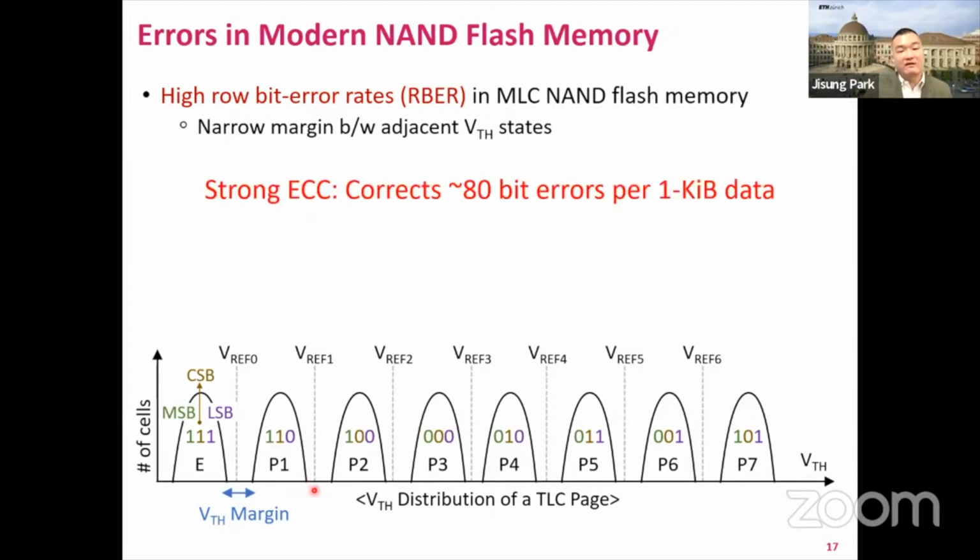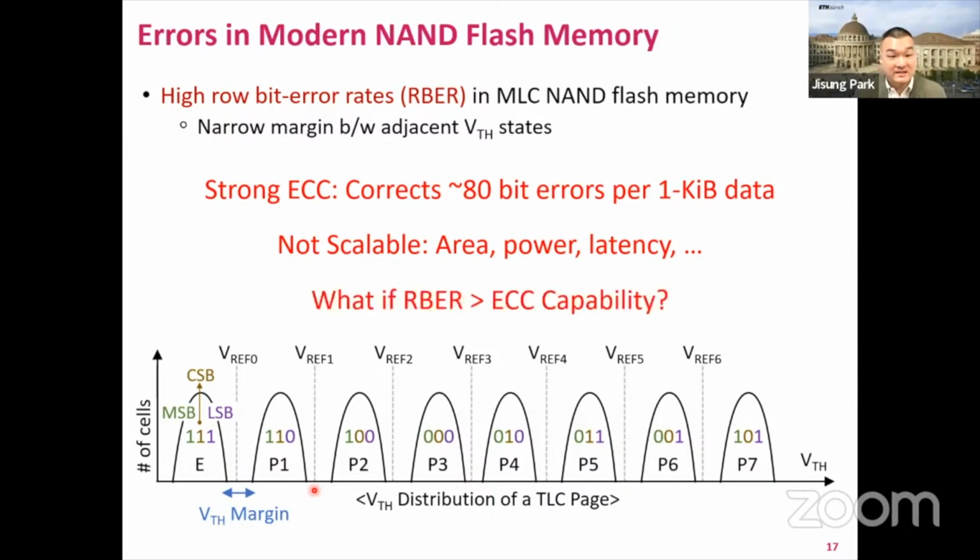And due to this high raw bit error rate, modern NAND flash-based SSDs commonly adopt a very strong ECC, for example, one which can correct up to 8-bit errors per 1 kilobyte of data. But this is not scalable at all, as the stronger the ECC, the higher the latency, power, and area overheads. It means that we cannot increase the SSD's error correcting capability, or ECC capability, without limitation. So in modern NAND flash-based SSDs, it actually frequently happens that a read incurs more bit errors than the ECC capability, which in turn causes data loss if there is no countermeasure.